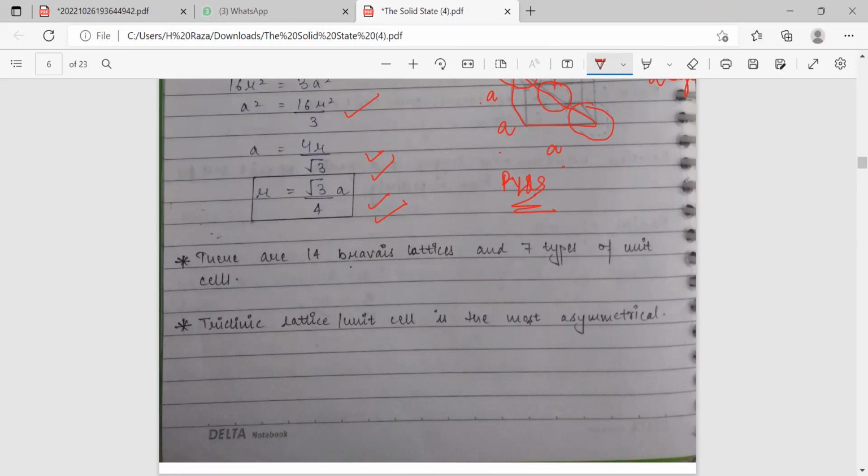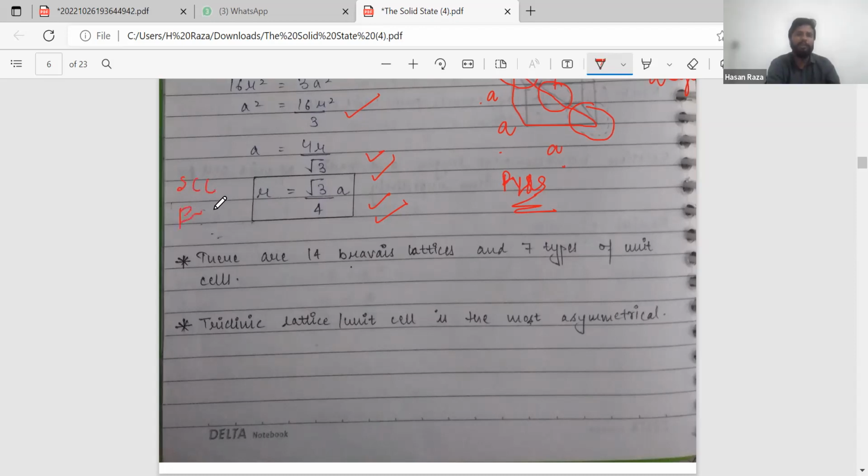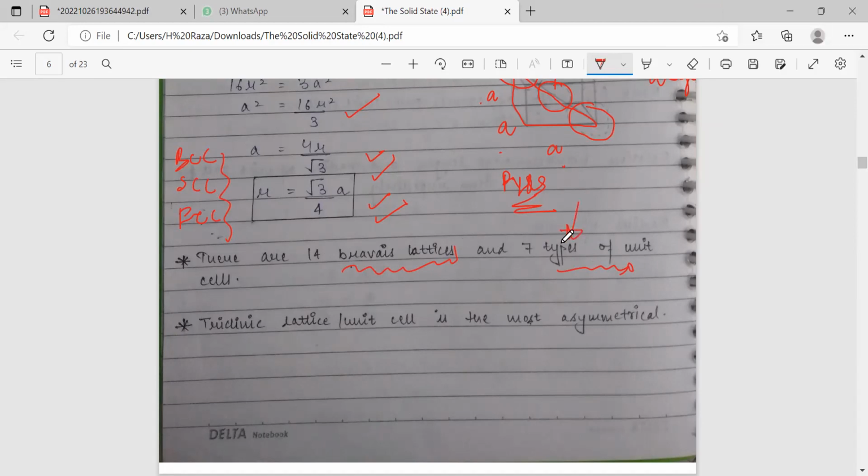Are you getting my point? Yeah. And this SCC means simple cubic unit cell, this is FCC, face-centered cubic unit cell, BCC, body-centered cubic unit cell. These are called Bravais lattices. And there are 14 Bravais lattices and 7 types of unit cell. These Bravais lattices come from these 7 unit cells. There is a unit cell known as the triclinic unit cell, which is the most asymmetrical unit cell among these 7. And the most symmetrical you can think of is the cubic unit cell.